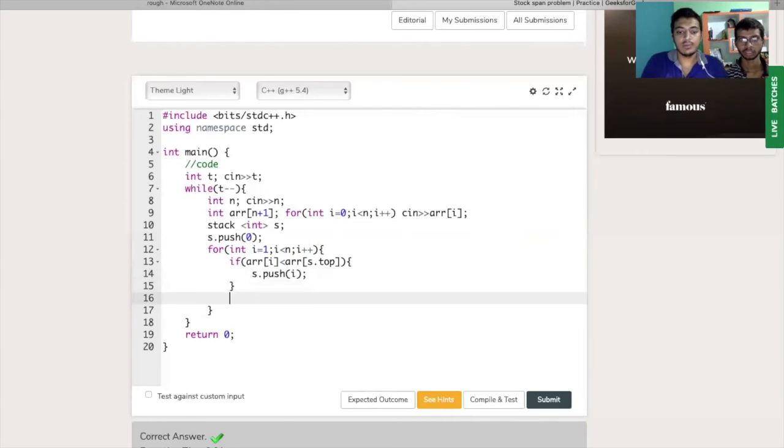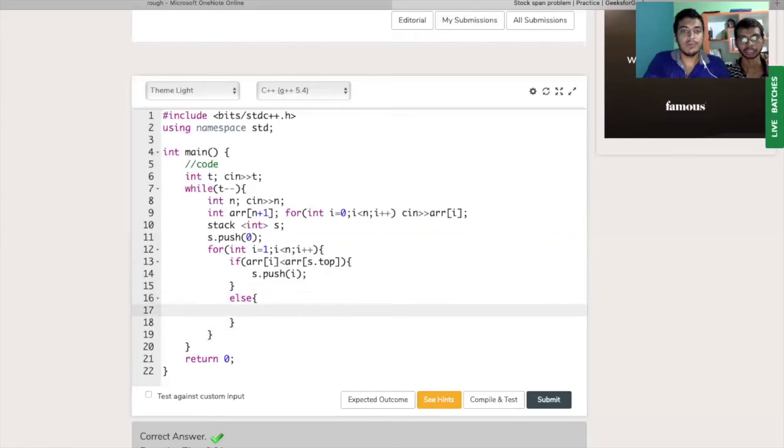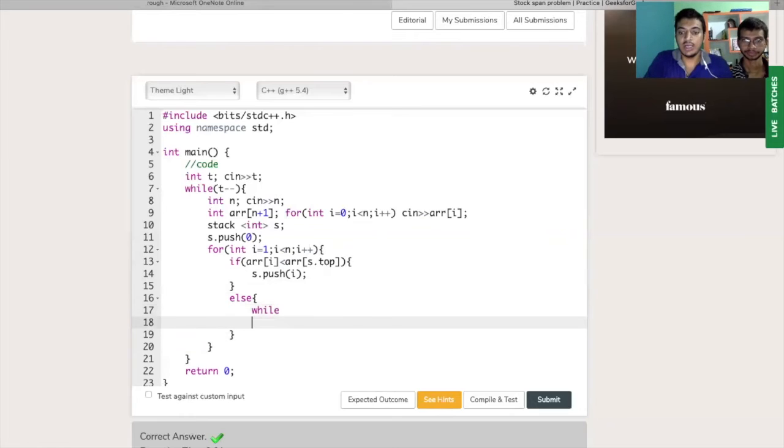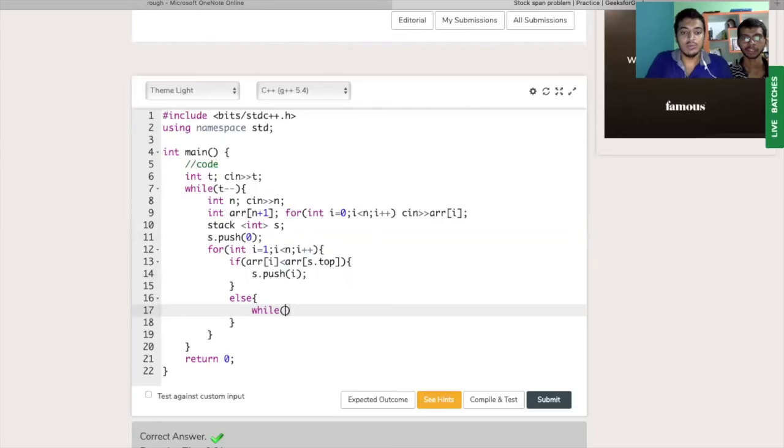Now comes the else part. If the element is greater than the top of the stack, then we start to pop out elements of the stack until either the stack is empty or we stop finding elements that are less than the current element. And array of s.top should always be less than or equal to the current element.